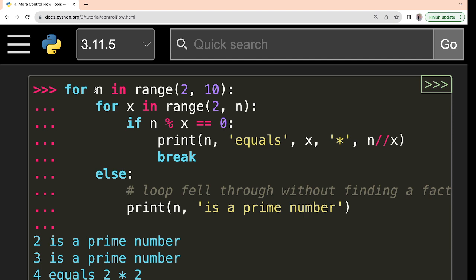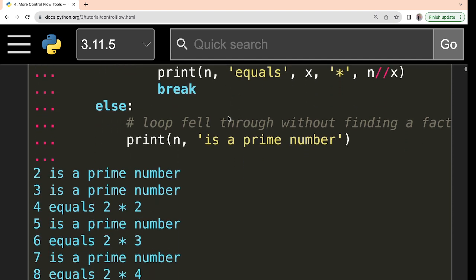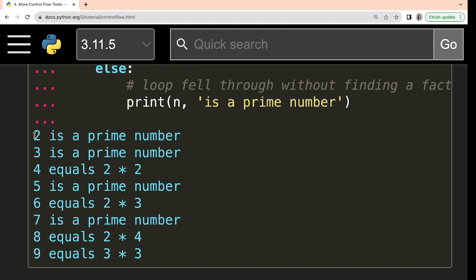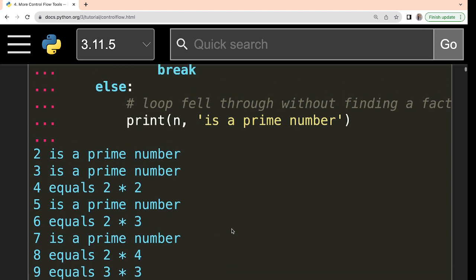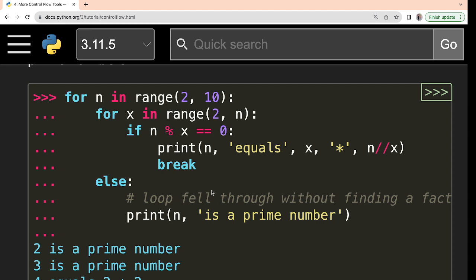So first of all, here what is happening: for n in range 2 to 10, right? So that means basically from 2 to 9, because 10 will not be included. So from 2 to 9 we are checking all the numbers, okay, which one is prime and which one is not. So first of all, I hope you understood the first statement. After that, what is there?